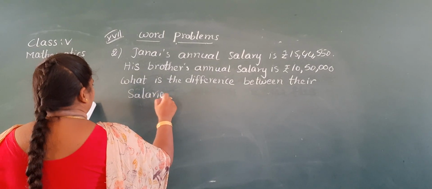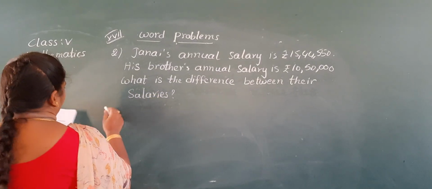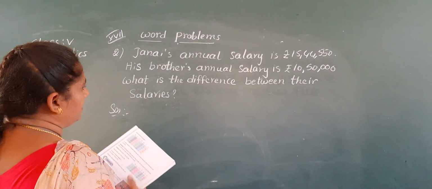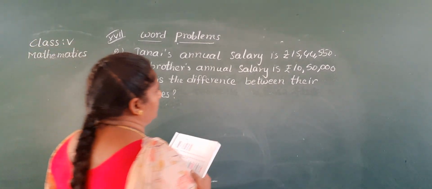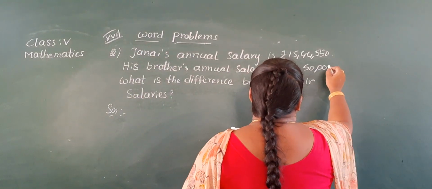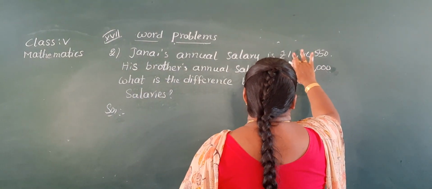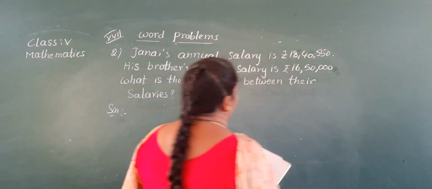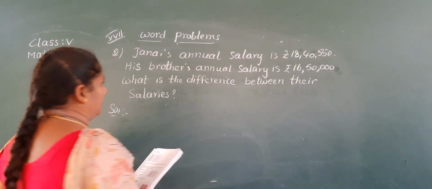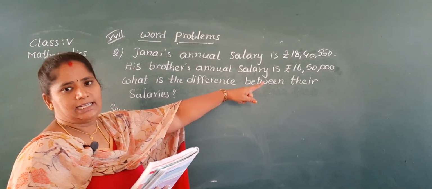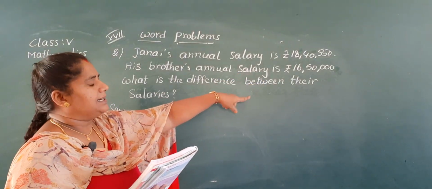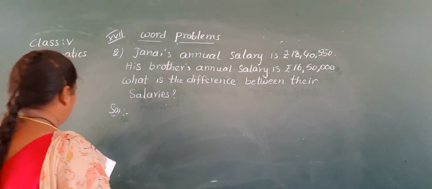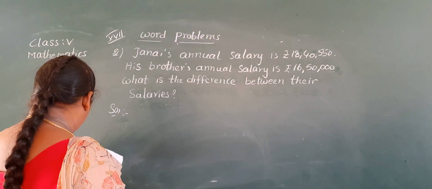So this is the fifth question in your textbook, but I need to change the numbers. Okay, just wait, children. I want to change this as 16 and this is 18. Okay, so change the numbers, Nana. So 18,40,550. Here 16,50,000. So we will write, Nana, first one.